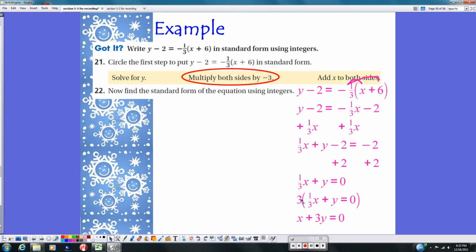So to clear this fraction, I'm going to go ahead and multiply everything by 3. So again, multiplying everything by 3. 3 times 1/3, 3 times 1, and 3 times 0. So 1/3 of 3 is 1, 3 times 1 is 3, and 0 times 3 is 0. So x plus 3y equals 0 is standard form.